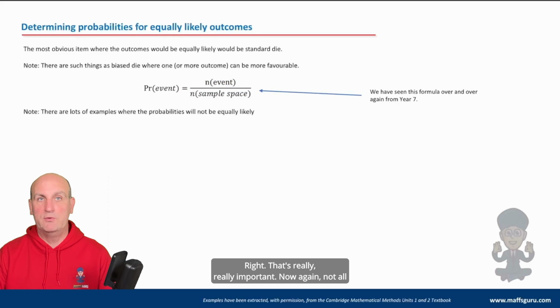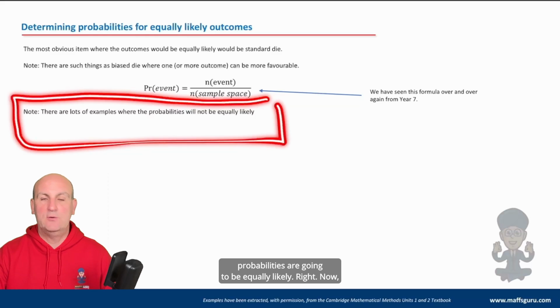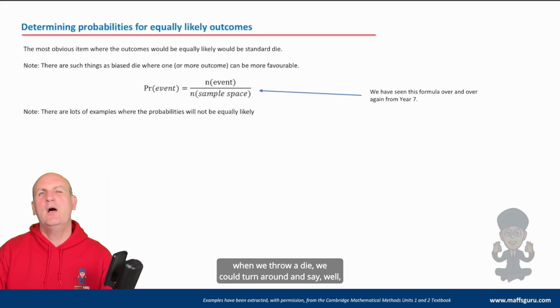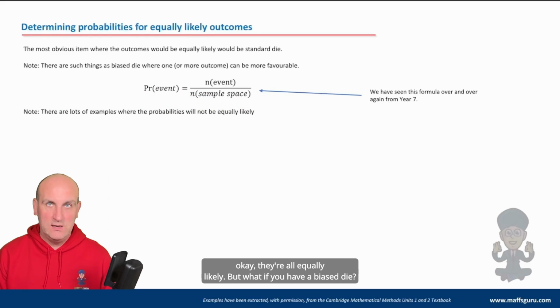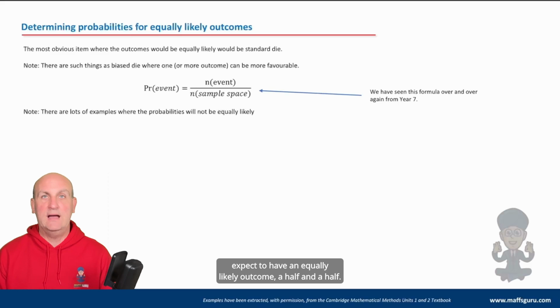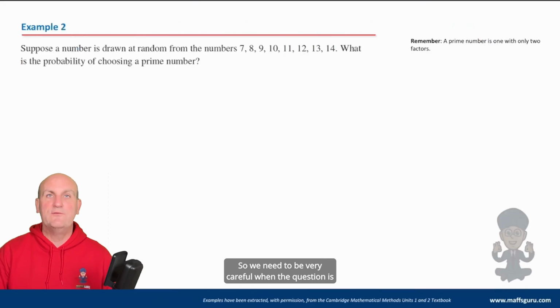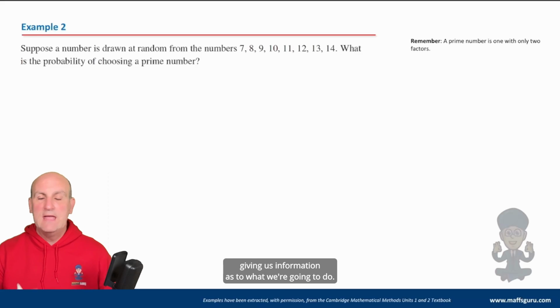That's really, really important. Now again, not all probabilities are going to be equally likely, right? Now, when we throw a die, we could turn around and say, well, okay, they're all equally likely. But what if you have a biased die? Now, they are absolutely in existence. Coins, you would expect to have an equally likely outcome, a half and a half. But again, there are biased coins. So we need to be very careful when the question is giving us information as to what we're going to do.